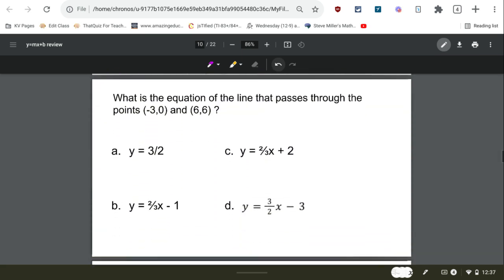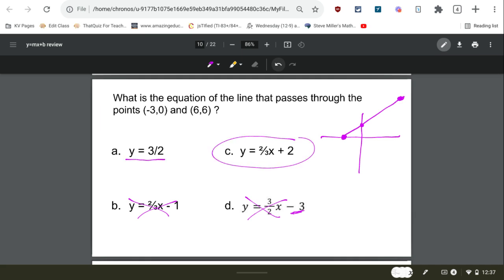What's the equation of the line that passes through those points? Let's see here. I'm going to plot these points and see what I can find out. -3, 0 is about right here. 6, 6 is going to be 6 to the right and 6 up. Based on this, I can tell that my slope is positive, and my y-intercept right here is also positive. So it can't be that one because the y-intercept's negative, and it can't be this one. This is going to have to be my answer here.